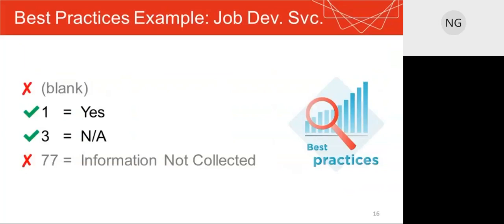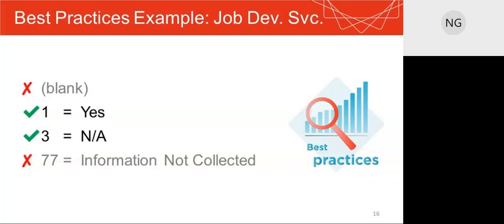Next, we see that if you select 77, which is the placeholder for information not collected, that will also decrease your data availability score. And that's because that option is designed to be selected when you aren't sure whether something happened or not. So if you connected a participant with a service provider, but you haven't been able to find out whether that provider actually delivered job development services or not, then that would be a good time to select information not collected. But if you did follow up with your service provider and you know that job development was not provided, then you can select 3, NA, and that will increase your data availability score.